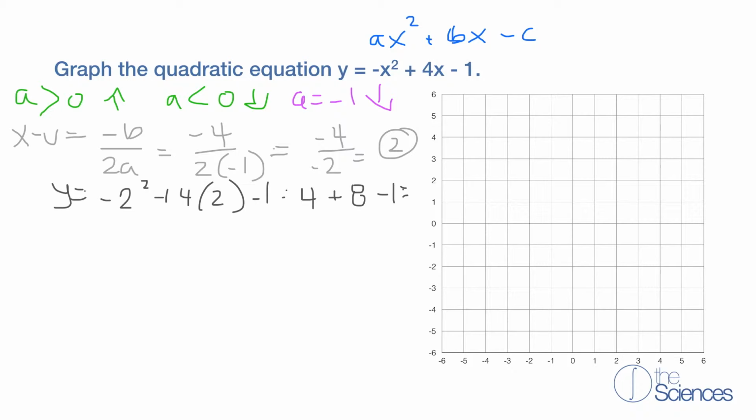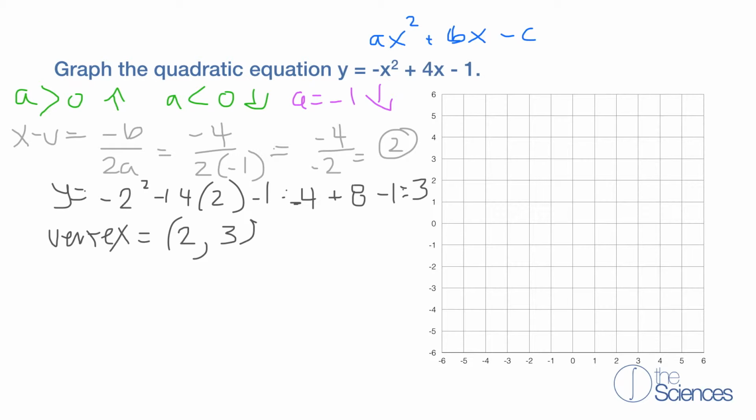That's a negative because we have a negative here, so we have negative 4. Plus 8 minus 1 is 3. So this means our vertex has the point of 2, 3.